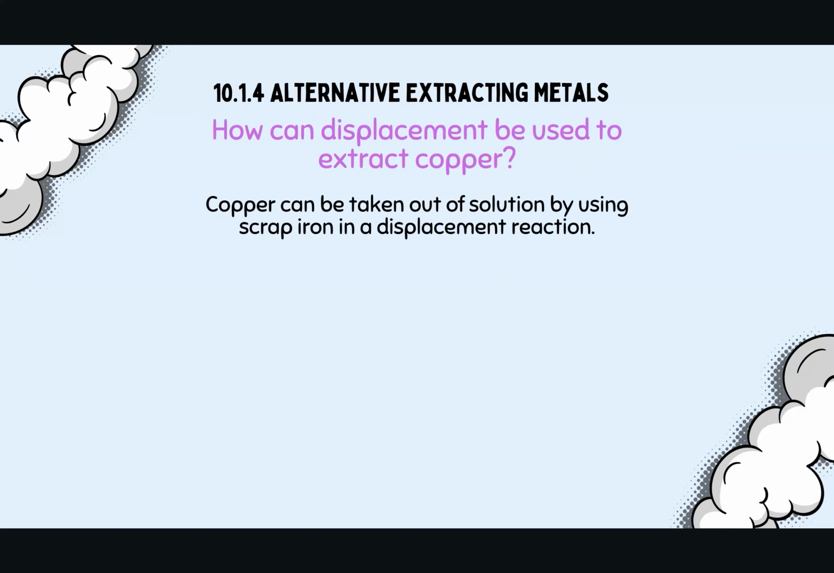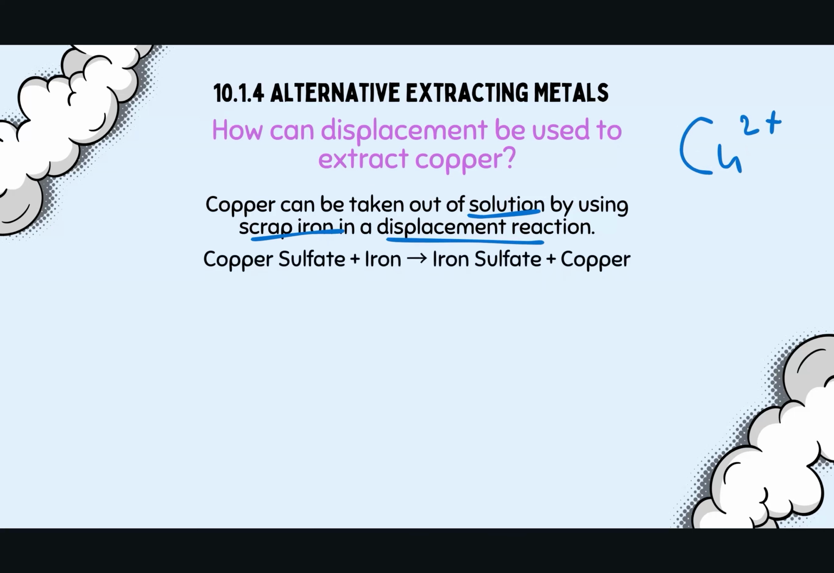What the leachate contains is copper ions. If you've got scrap iron, the iron is more reactive than the copper, so it displaces the copper, and you're left with copper. So copper can be taken out of the solution by using scrap iron in a displacement reaction. The leachate can produce copper sulfate, and we know from phytoextraction it also produces copper sulfate. If you add iron, it's more reactive, so it displaces the copper.